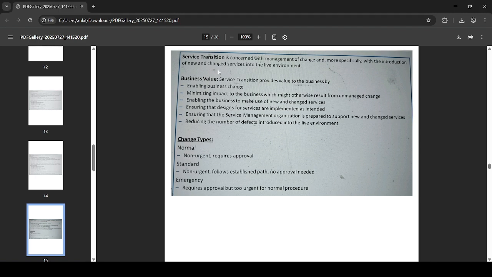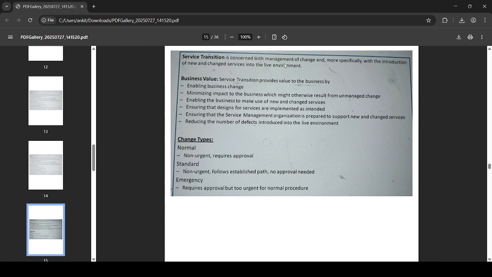Yeah. So service transition is concerned with the management of change, and more specifically with the introduction of the new and changed services into the live environment. So whatever the change we are going to do, or more specifically with the introduction of new services or changed services into the live environment, service transition, we have to do it.